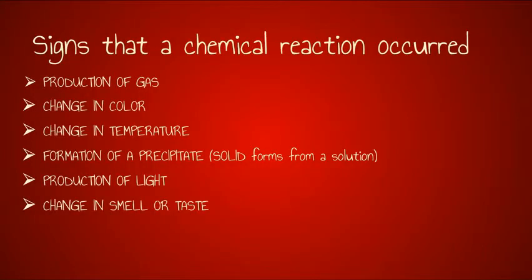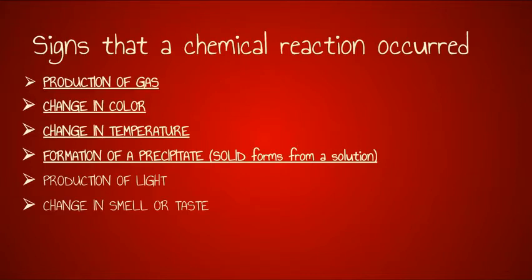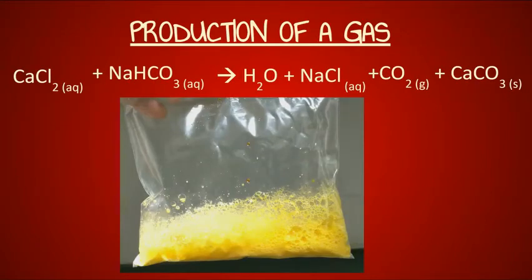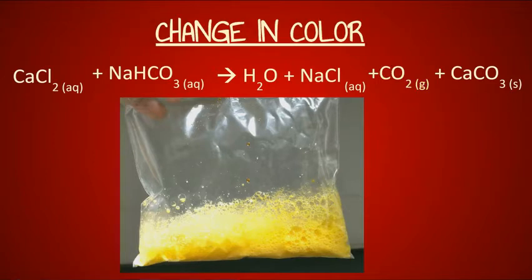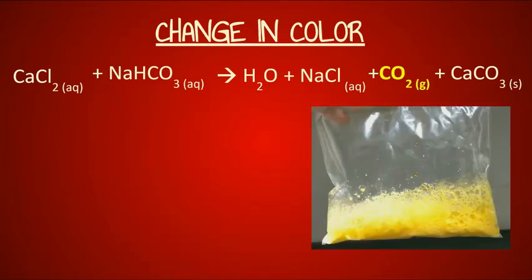So here's this list of the chemical reactions that you talked about earlier today. And of this list, we have 4 of them that took place in this chemical reaction. Let's go through each one of them. So the production of a gas. In this case, the product that was a gas was the carbon dioxide. How do we know that we got a gas? Bubbles.